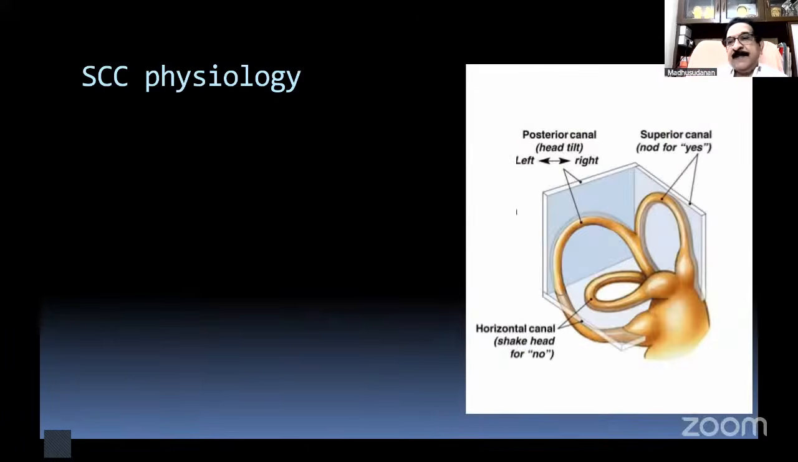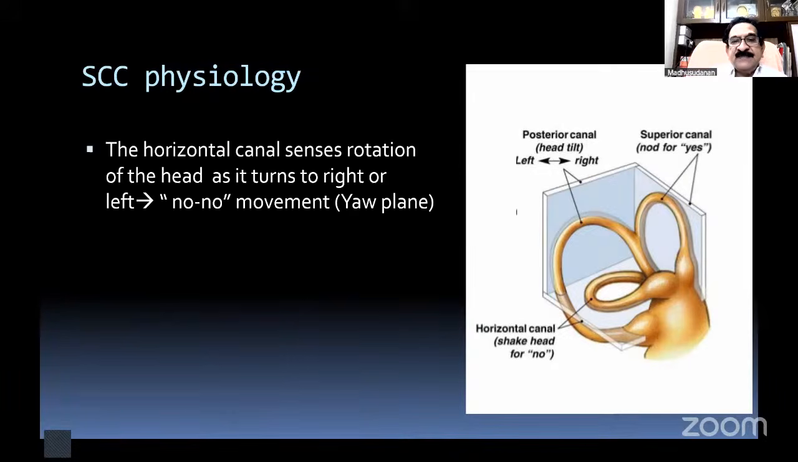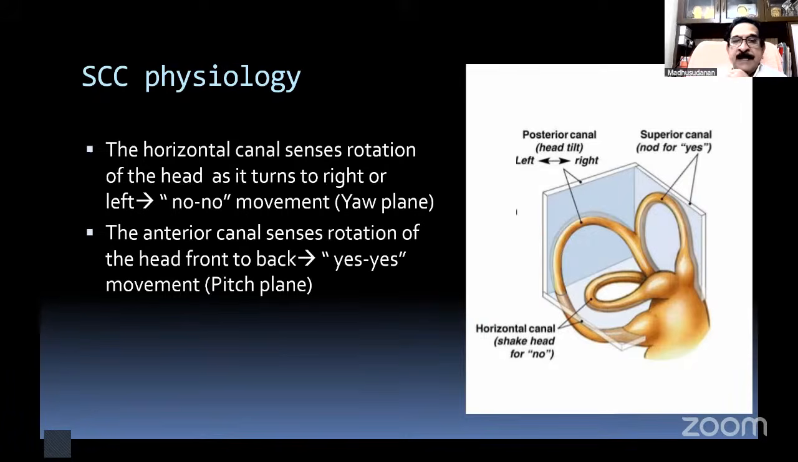Now let us look a little bit again at the orientation of the various canals. See, this is the orientation of the 3 canals. The horizontal canal senses rotation of the head as it turns right and left, like this. That is a stimulation of the horizontal canal, called the no-no movement or yaw plane movement. The anterior canal senses rotation of the head front to backward, like that. Yes movement. That is the position where the anterior canal is stimulated.